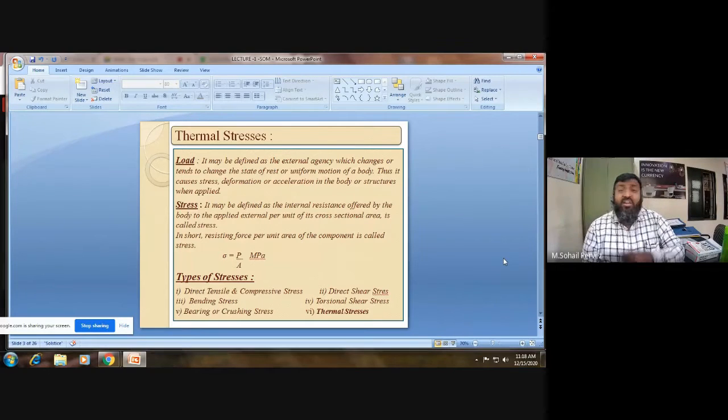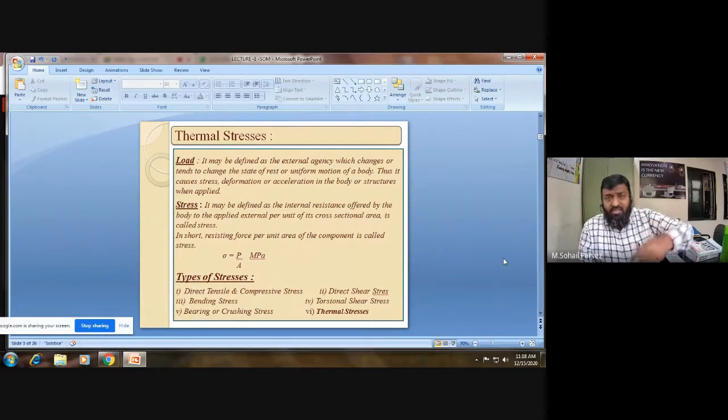Or the rivet in the riveted joint, subjected to bearing stress. So this is the next element. And the last element is thermal stress. Now, what do you mean by thermal stress? This is the topic of today's discussion.